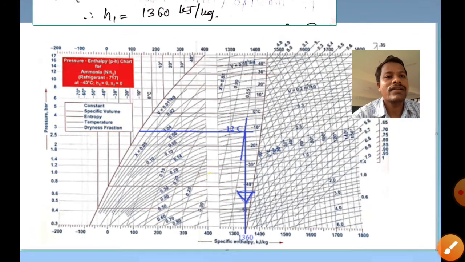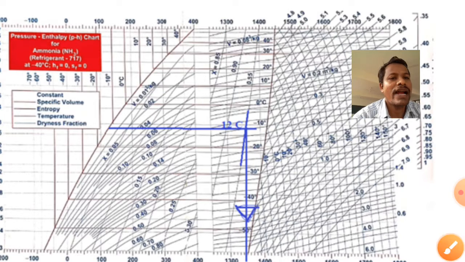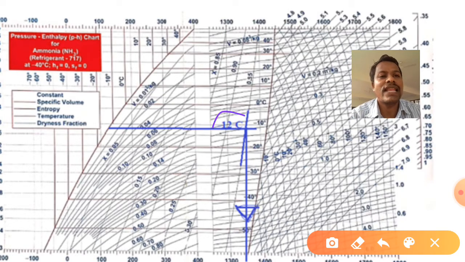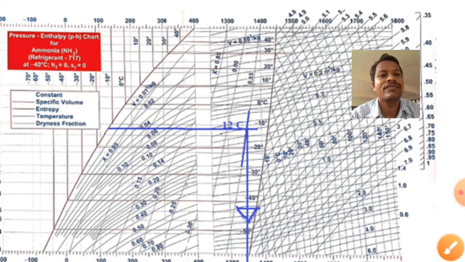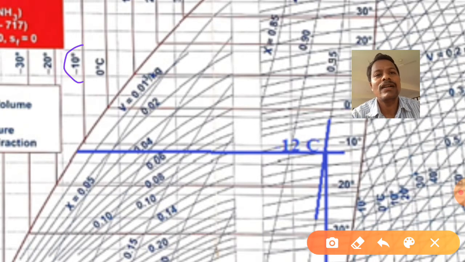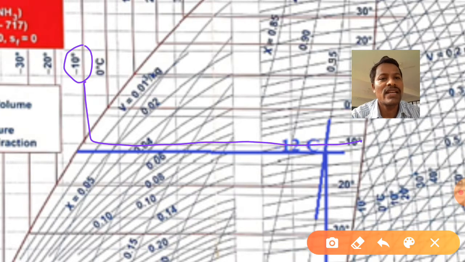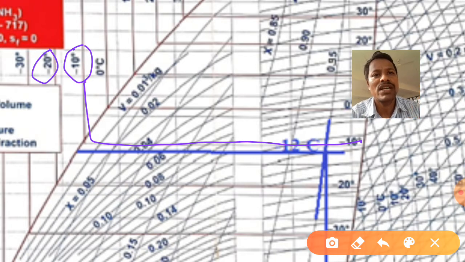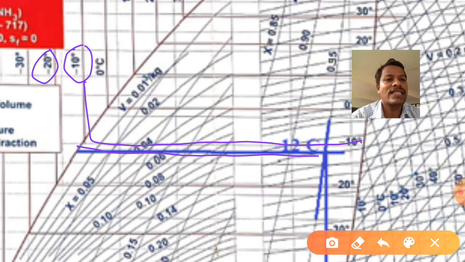First on this ammonia chart, we will identify the minus 12 degrees Celsius line. This is the minus 10 degrees Celsius constant temperature line. Then I have to come 2 degrees Celsius down, that is, this is minus 10 and this is minus 20. In between that I have chosen this as the minus 12 degrees Celsius line.